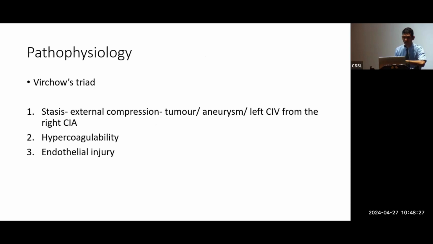So how do you explain the pathophysiology of deep vein thrombosis? It's simply done by Virchow's triad, same as for any clot formation elsewhere in the body. Venous stasis is usually due to external compression, which can be by a tumor or aneurysm, and this was spoken about earlier as well. The left common iliac vein can get compressed by the right common iliac artery. This is called May-Turner syndrome. The second cause for deep venous thrombosis is hypercoagulability, and the third one is endothelial injury.